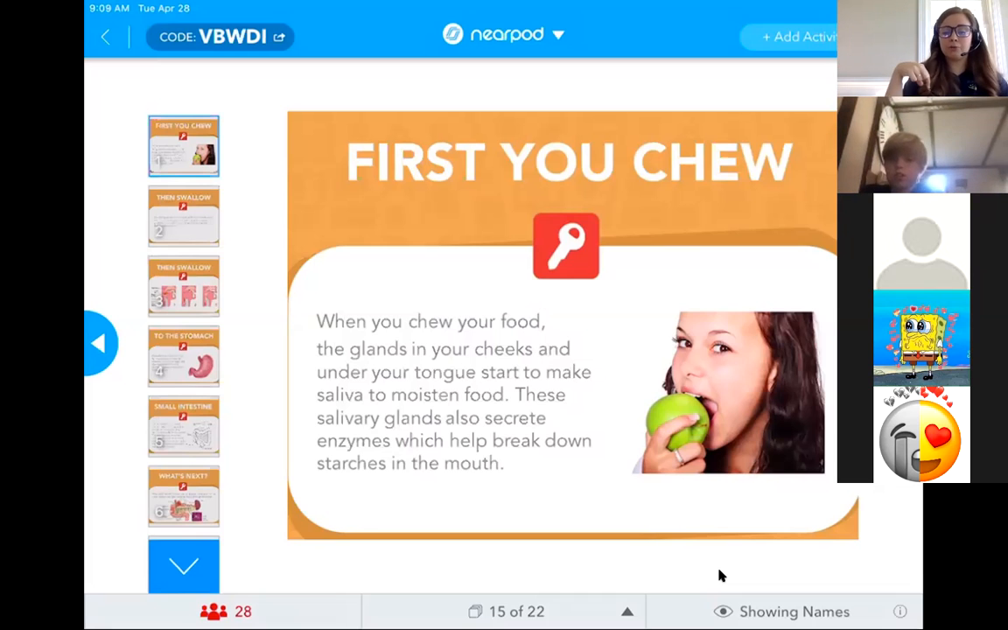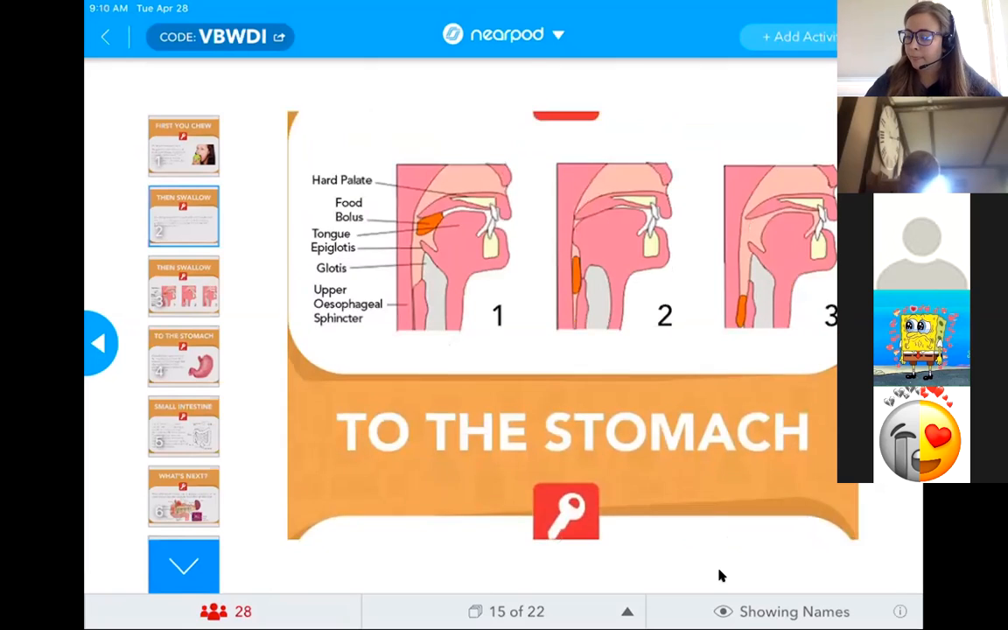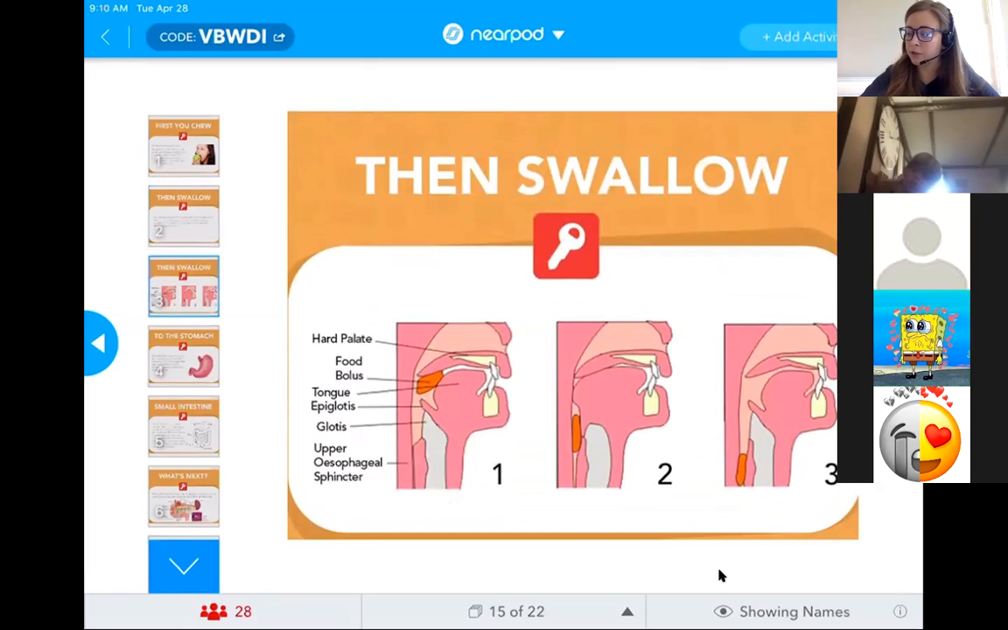The food that enters your mouth does not look the same as the food that goes down the back of your throat and down into your esophagus. When it starts to get all mushed up and soft, you swallow. And that's when your food enters the esophagus, which is the tube that carries swallowed food from the throat to the stomach. And it says that it creates peristaltic waves, and pretty much that's just like vibrating waves down the esophagus that helps to move the food down when you swallow. And this is kind of what it looks like when you swallow.